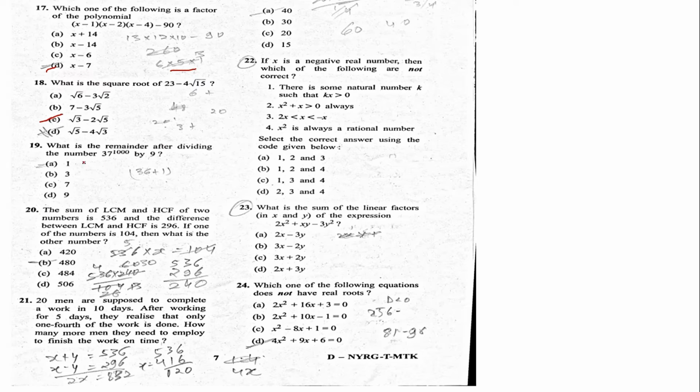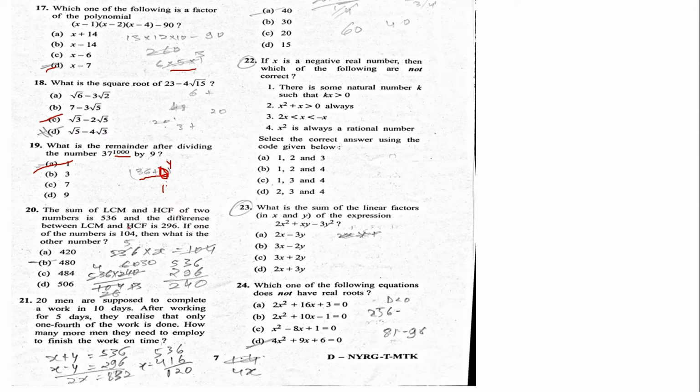Then the remainder after dividing 37 to the power 1000 by 9. It is of the form of 36 plus 1. So 1 is the remainder, and the power is a factor of 4. So the answer will be 1 to the power 4. So 1 to the power 4 is 1. So our answer will be 1, option A.